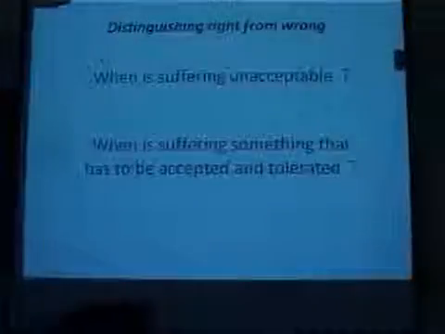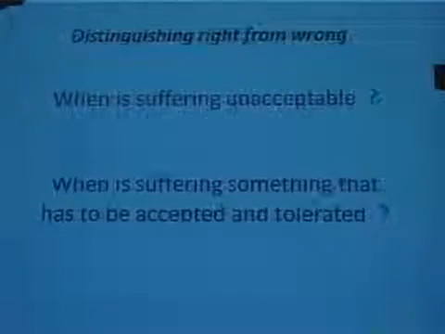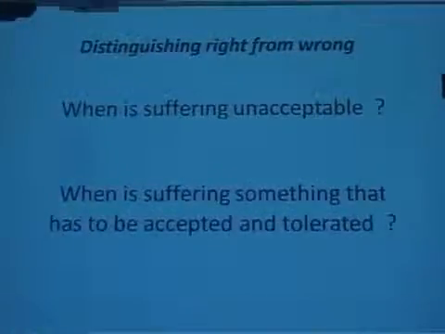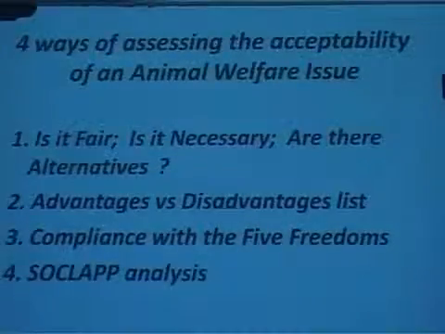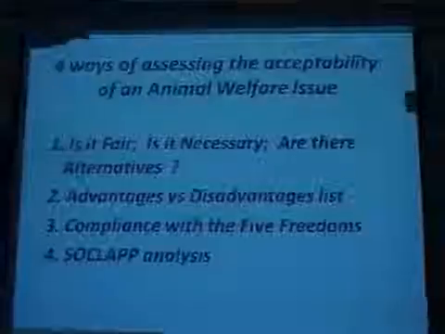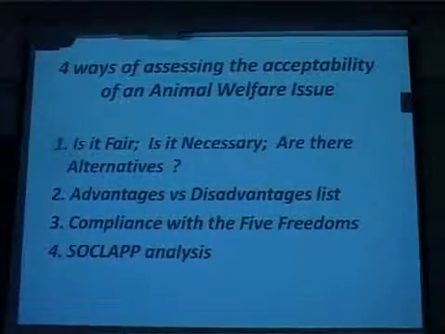I'd like to move on now to considering when is suffering unacceptable and when is it something you've just got to live with? When is it just something to be accepted or tolerated? And my next picture, I will use 4 approaches to analyse this. In each of these, I'll give you case examples.